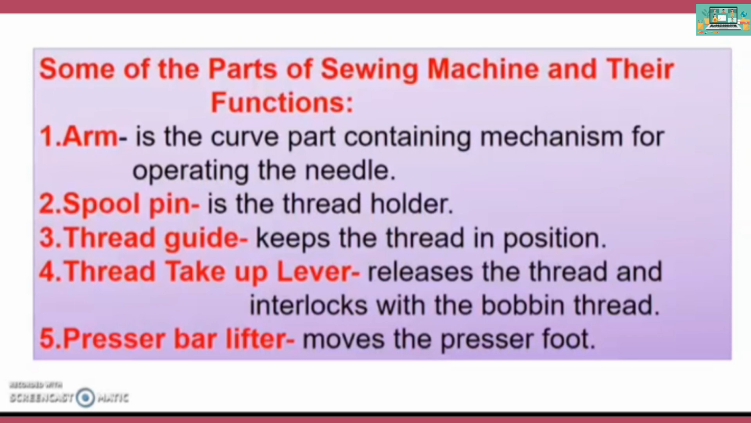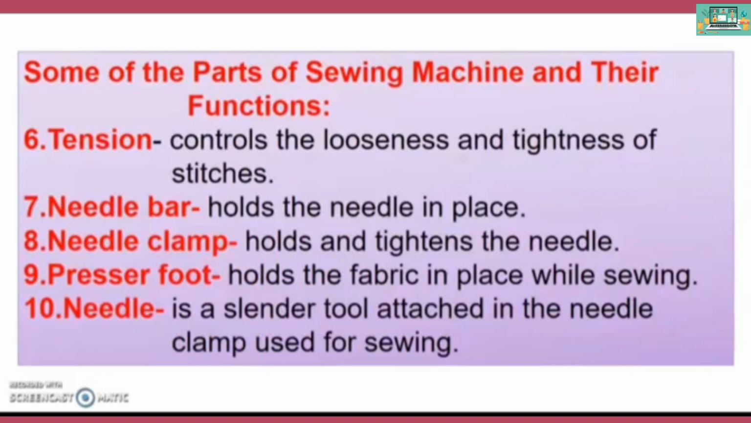Presser bar lifter moves the presser foot. Tension controls the looseness and tightness of stitches. Needle bar holds the needle in place. Needle clamp holds and tightens the needle. Presser foot holds the fabric in place while sewing. Needle is a slender tool attached in the needle clamp used for sewing.